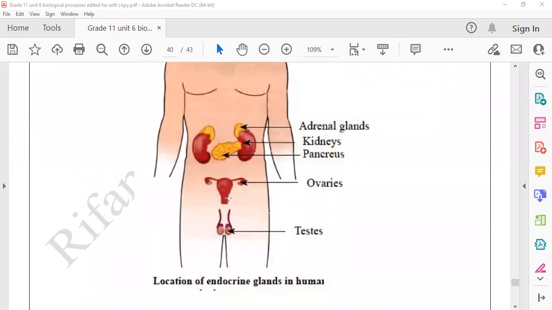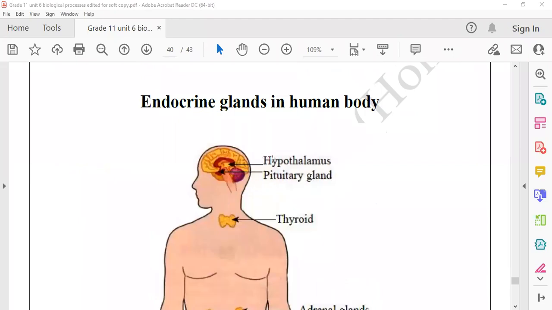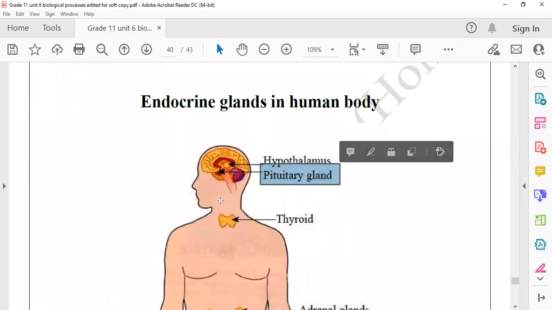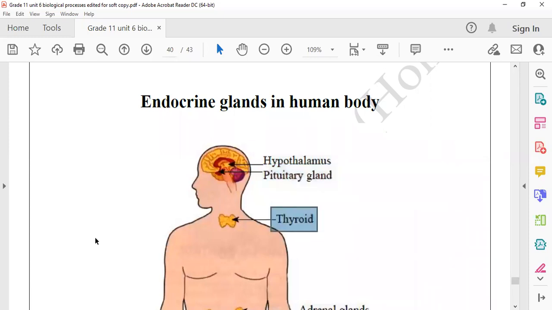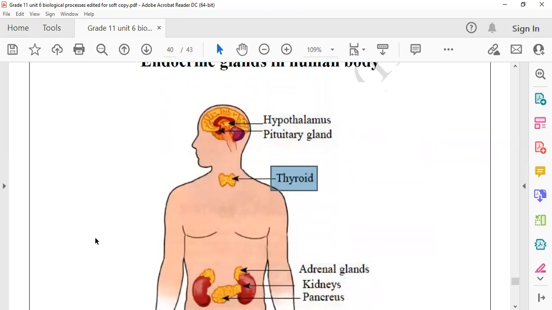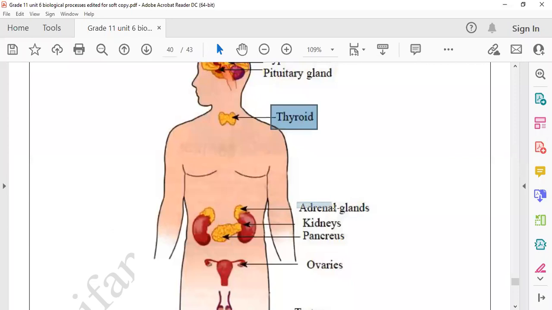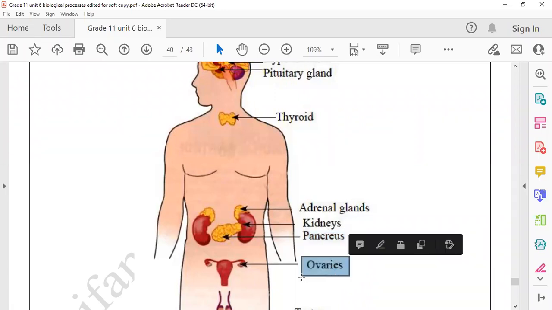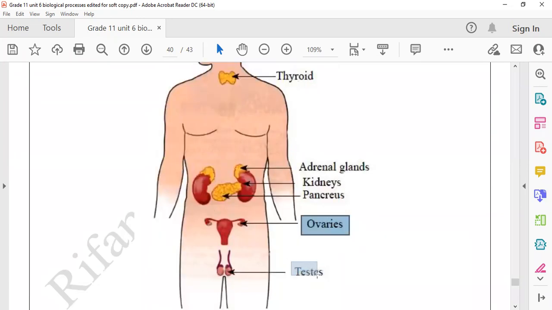Right. In the human body, there are many endocrine glands. Read one by one. Hypothalamus. It is in the brain. Second, pituitary gland. Pituitary gland is also in the brain. Thyroid gland. You write the word gland. Another one: adrenal glands. Another one: pancreas. Kidney is not taken here. In the females, ovaries.